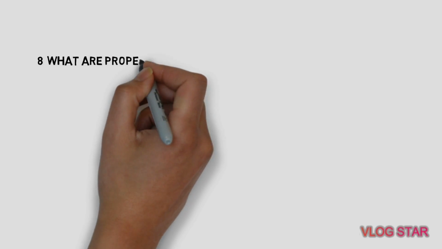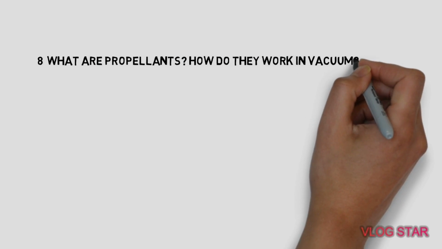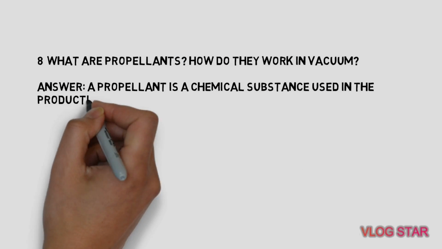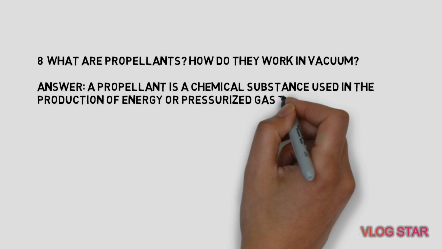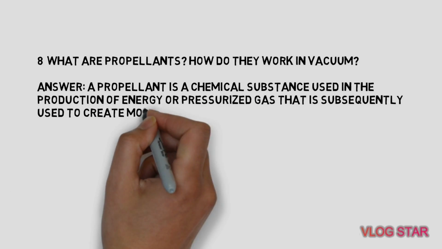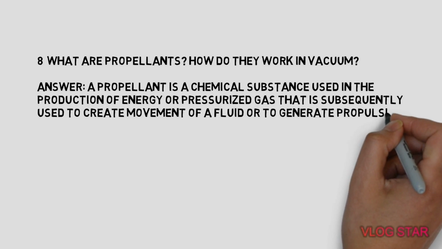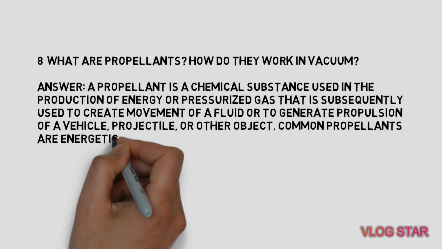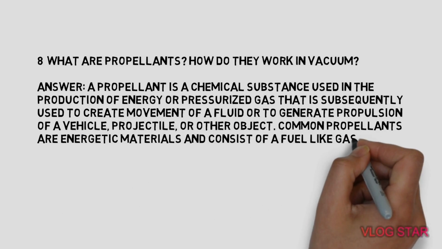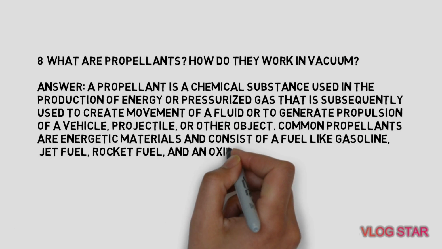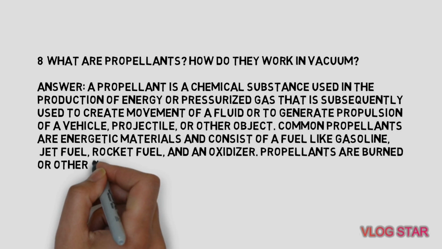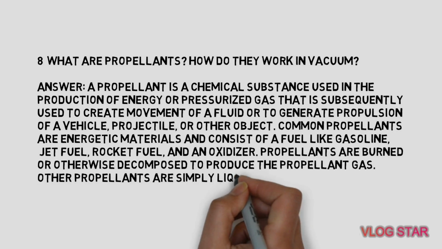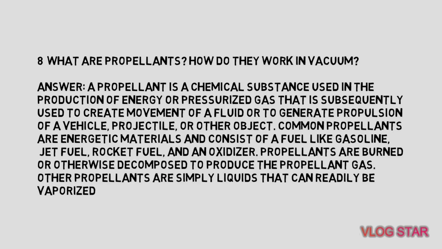8. What are propellants? How do they work in vacuum? Answer: A propellant is a chemical substance used in the production of energy or pressurized gas that is subsequently used to create movement of a fluid or to generate propulsion of a vehicle, projectile, or other object. Common propellants are energetic materials and consist of a fuel like gasoline, jet fuel, rocket fuel, and an oxidizer. Propellants are burned or otherwise decomposed to produce the propellant gas. Other propellants are simply liquids that can readily be vaporized.